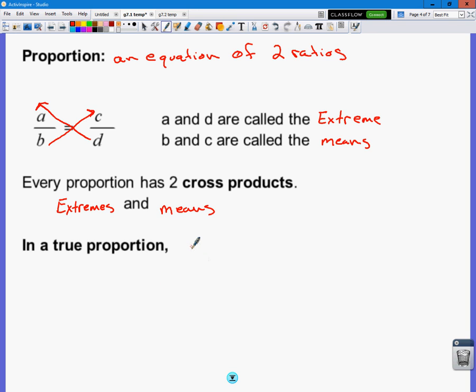In a true proportion, the cross product of the extremes is equal to the product of the means. The product of the extremes and the product of the means. And again, at any point you may need to pause this if it's being used as a lesson.